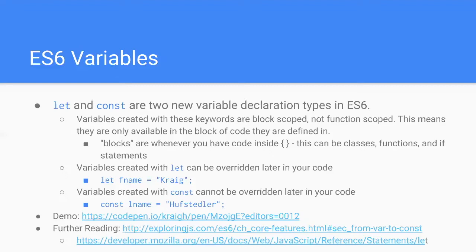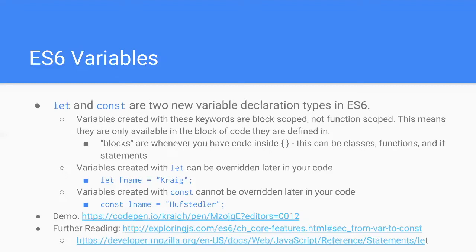So you could say var name equals Craig. Here you can say let name equals Craig or const name equals Craig instead of var. So they're just replacements for var or additions to. A few differences between let and const and var. So variables created with let and const are block scoped rather than function scoped. All of that means is that they're only available inside of the block of code that they're created in.